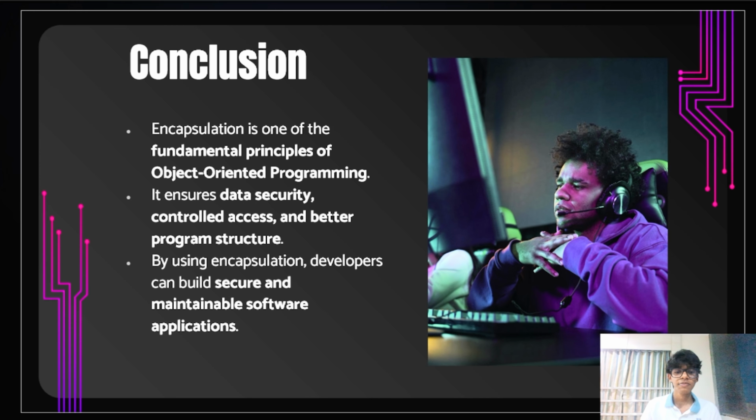Conclusion. Encapsulation is a fundamental principle of object-oriented programming that ensures data security, controlled access, and organized code structure. By hiding internal details and exposing only necessary functionalities, it helps developers build reliable, scalable, and maintainable software. Just like many real-life systems that hide complexity and provide simple interfaces, encapsulation makes programming more efficient and secure.